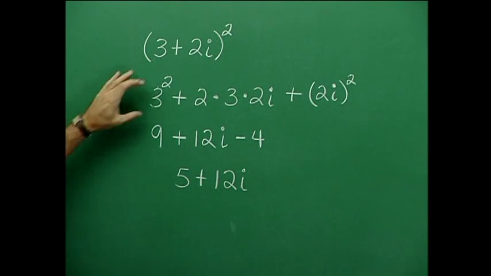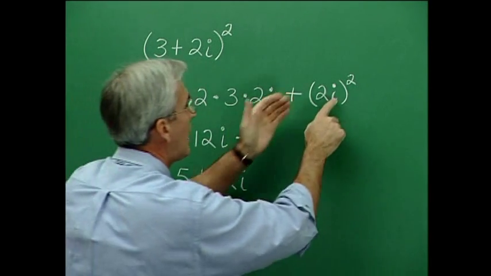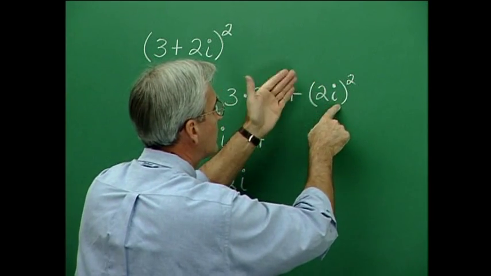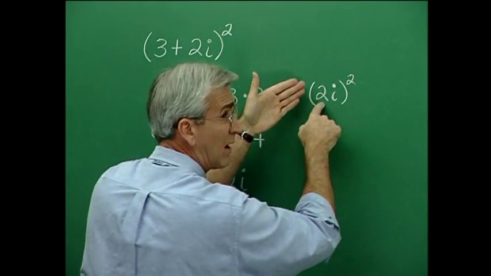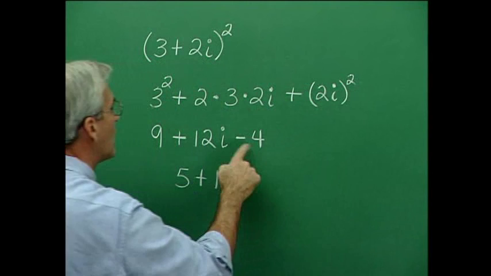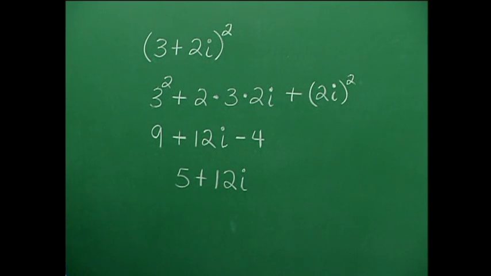Now let's clean up a little bit. We get 9 here, and this product turns out to be 12i. Now the i squared is negative 1 times the 2 squared, which is 4, so this becomes negative 4. The 9 minus 4 is 5 plus 12i.